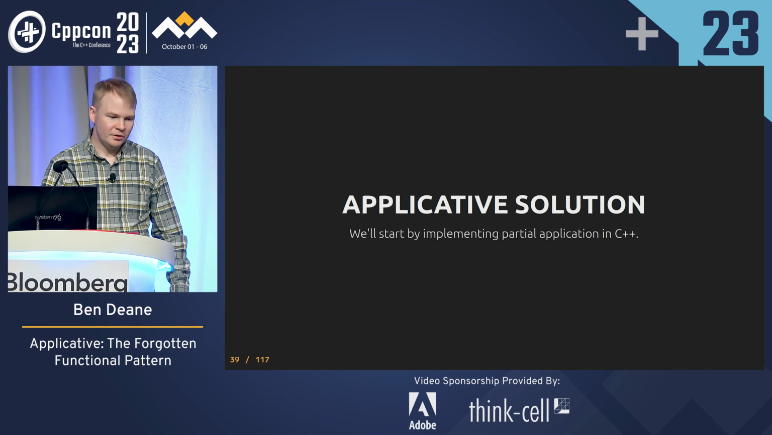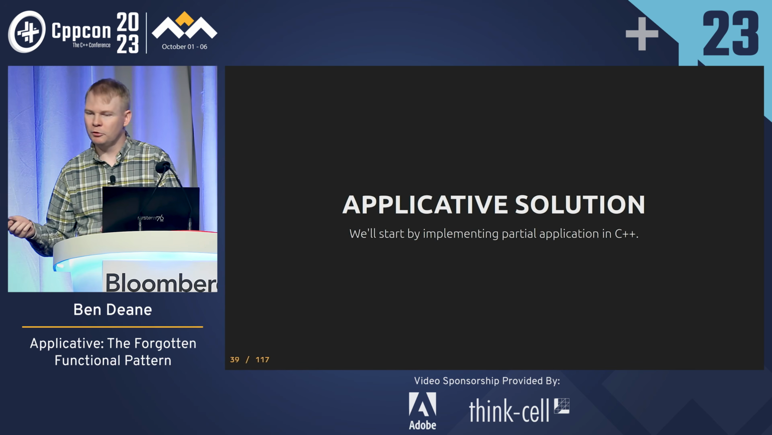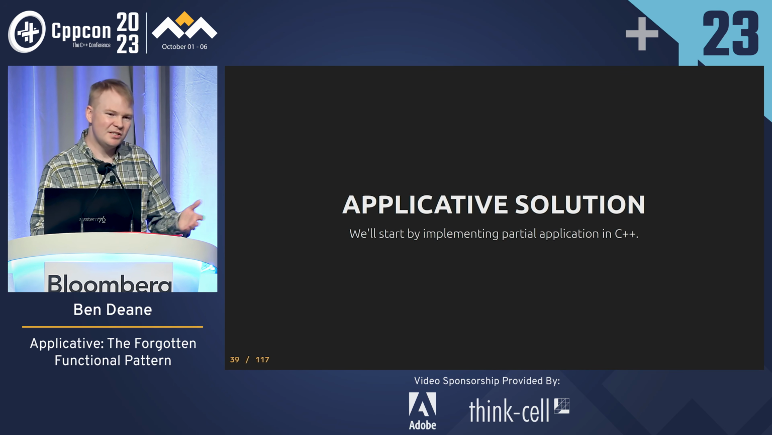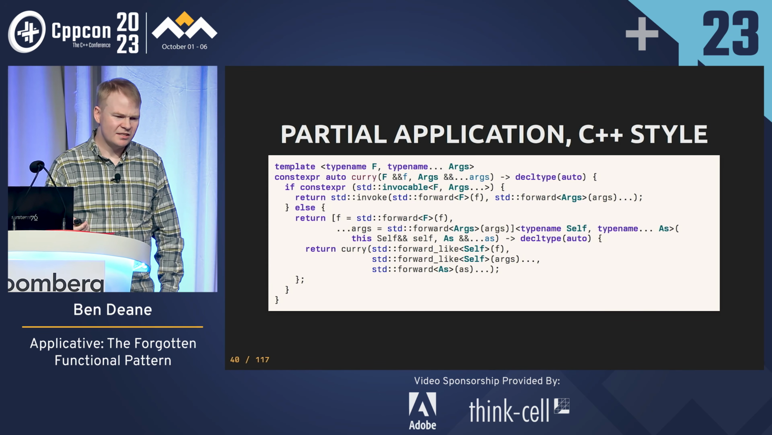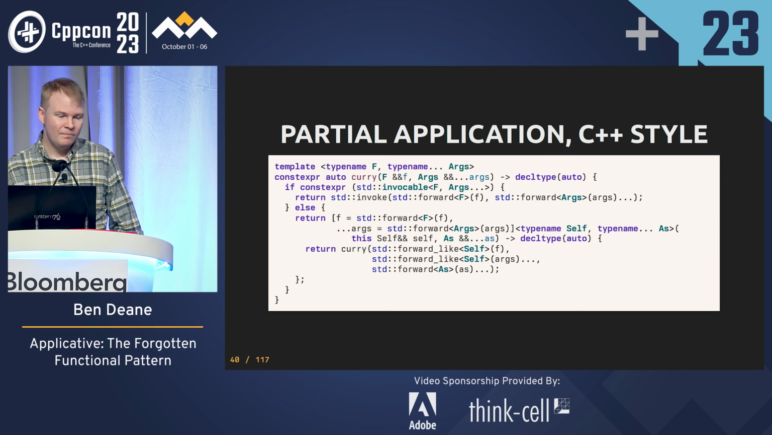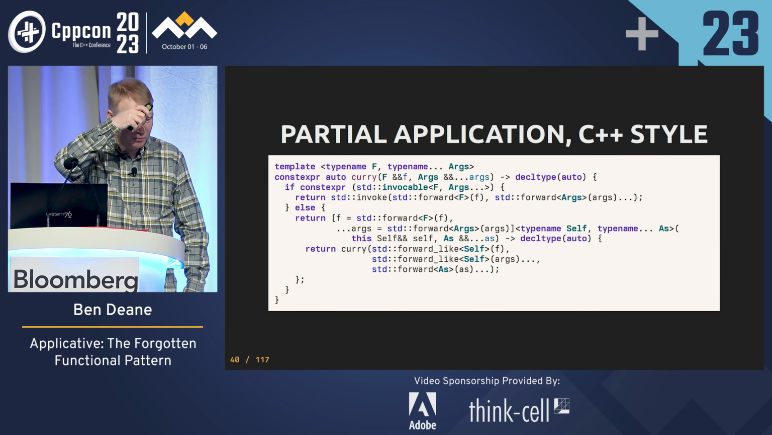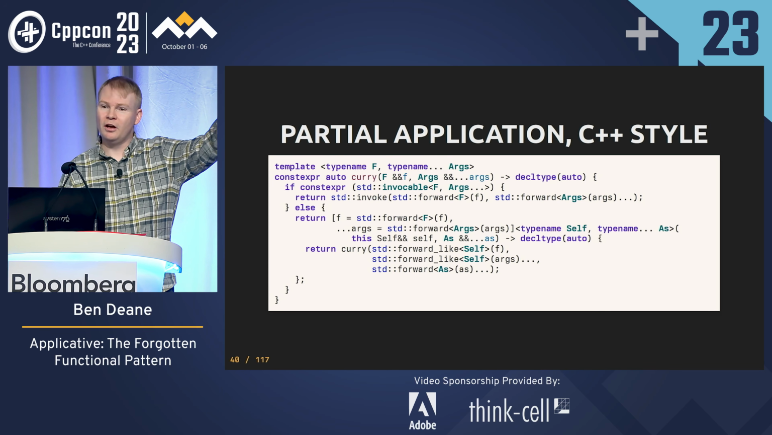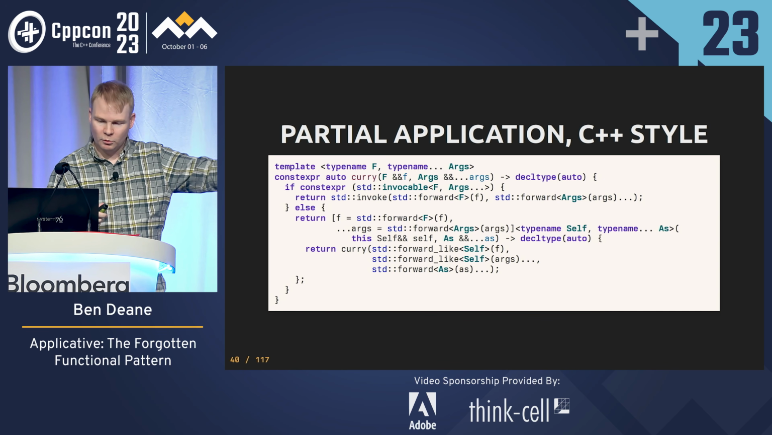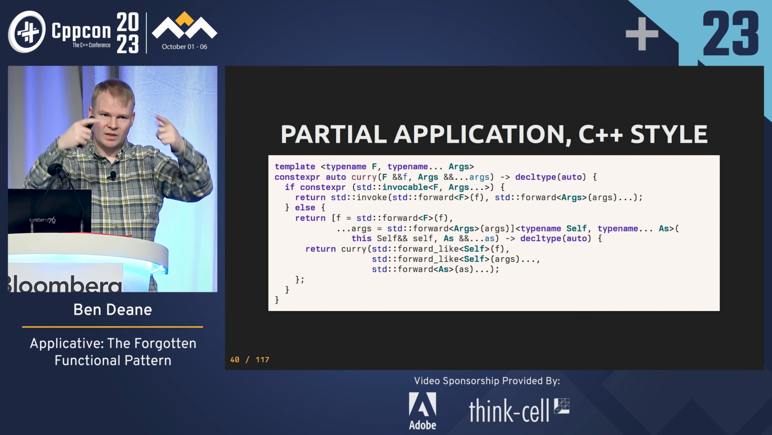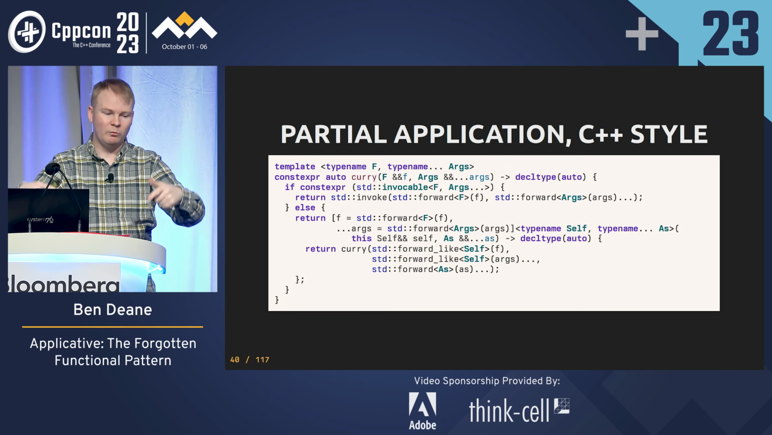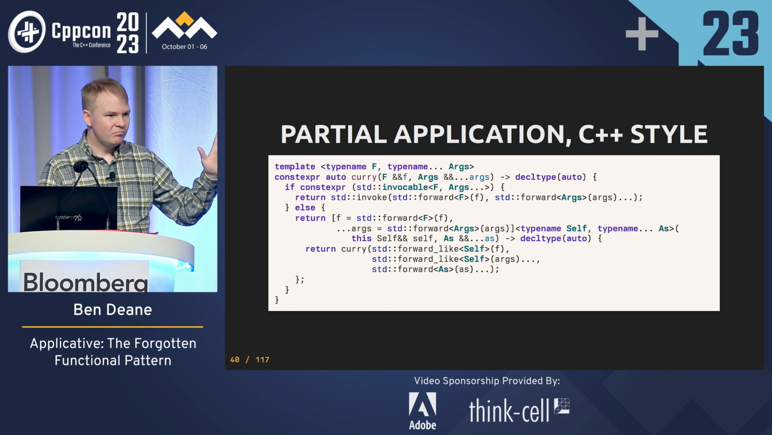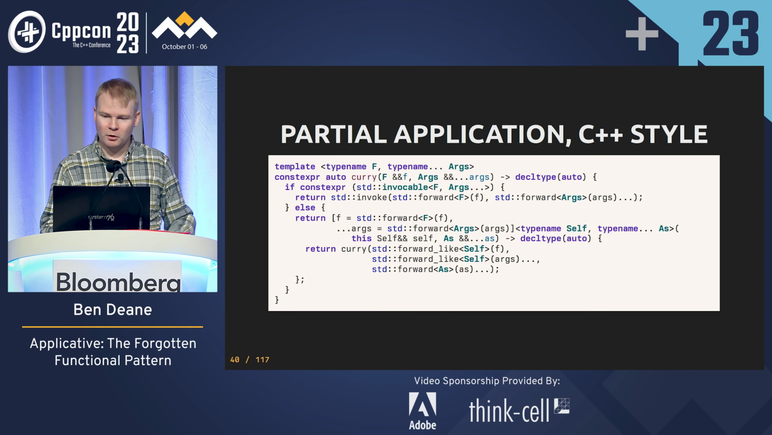So an applicative solution, well, if we wanted to go the Haskell route, we might start out by saying, let's implement partial application in C++. Well, let's see how that goes. This wall of text is a partial application function. I'm not going to dwell too long on this slide, except just to say that there are two parts. The top part is if we have all the arguments necessary, in which case we go ahead and call the function. And then the bottom part captures those arguments, returns a lambda, which then when we call it, will bind some more arguments. I know this is a wall of text. If you don't understand this at first glance, take it on faith or go back later.